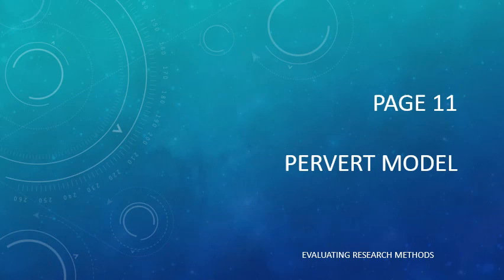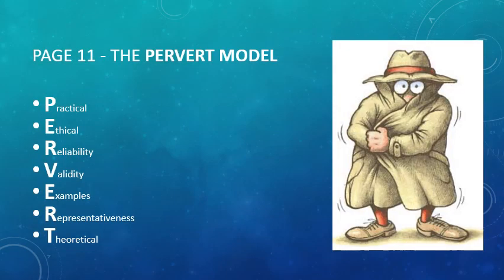So I'm assuming that you've now unpaused. If you turn to page 11 in your pack, we'll revert back to the PERVERT model for the last 60 seconds or so. On page 11, there's another little thing for the PERVERT model, and again, this is just a way of trying to remember all those key important issues within evaluation of methodologies. So P, practical, think tramp. E, ethical, think drips. R, reliability, think replication. V, validity, think truth and depth.